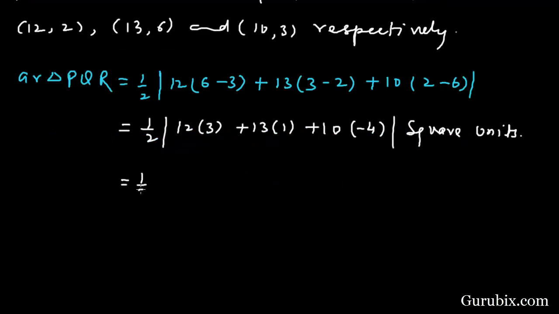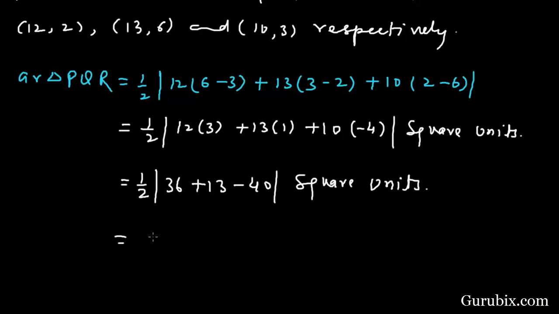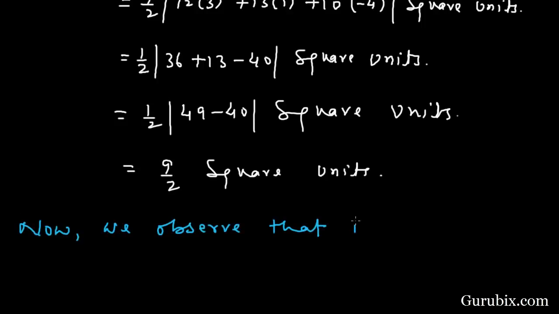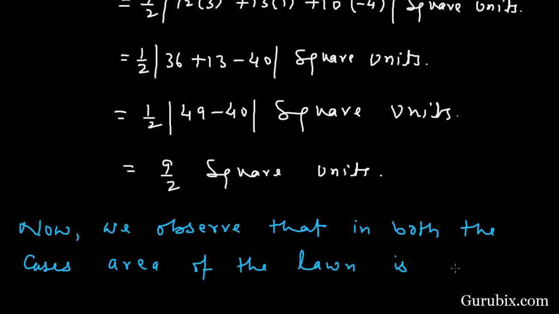If we further solve it, this is equal to 1/2 |36 + 13 - 40| square units. Here we have 1/2 |49 - 40| square units. So this is equal to 9/2 square units. And now we observe that in both the cases the area of the lawn is the same. So this is the solution of the question.